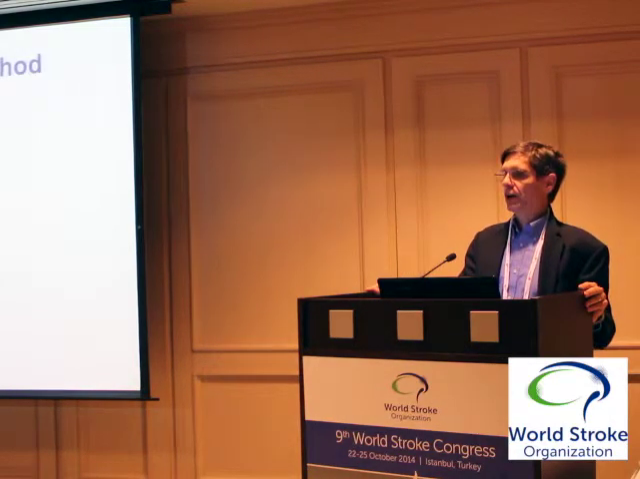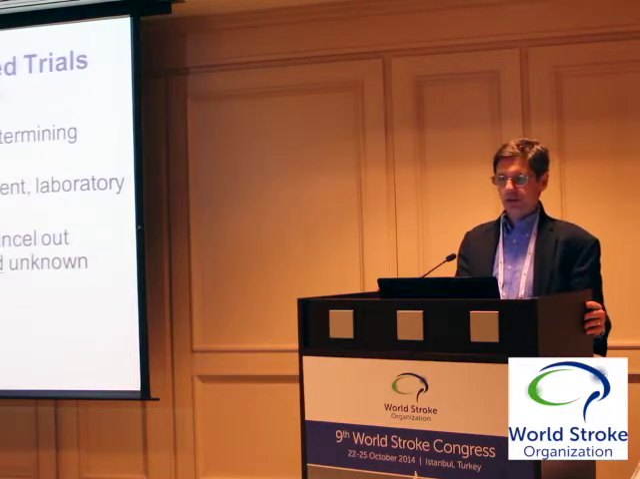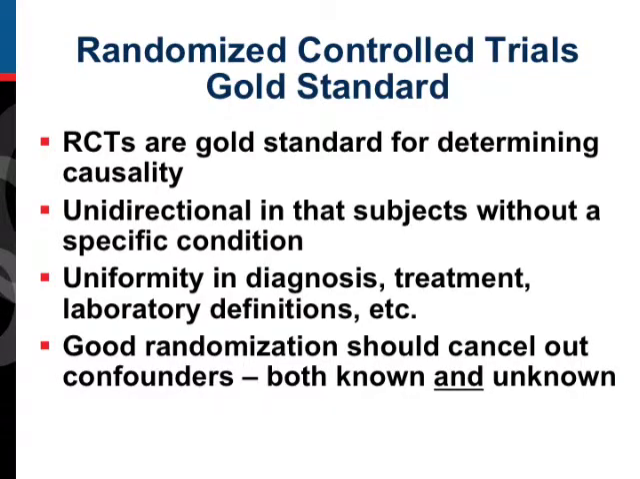An intervention, randomized controlled trials, is really the gold standard because it can address causality better than any of the other designs. And this can be done because you have uniformity of diagnosis in terms of treatment, and you have a defined intervention that you're talking about. You have laboratory definitions, and it's done in a very regular way. Data is collected in a very regular way, and that's why it works so well.